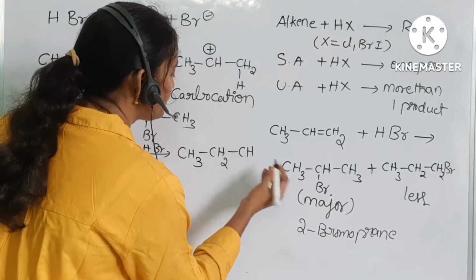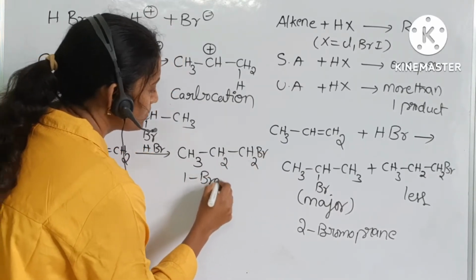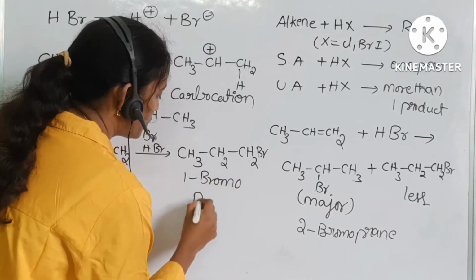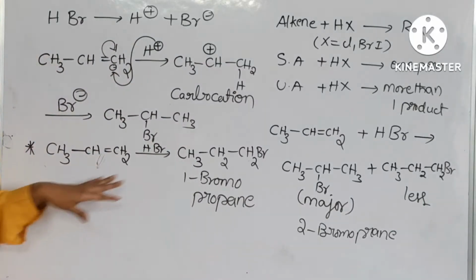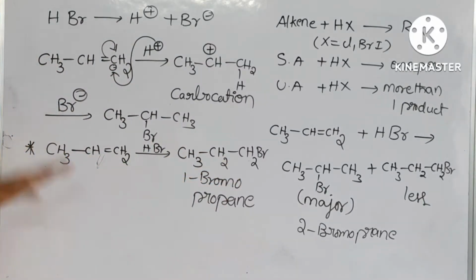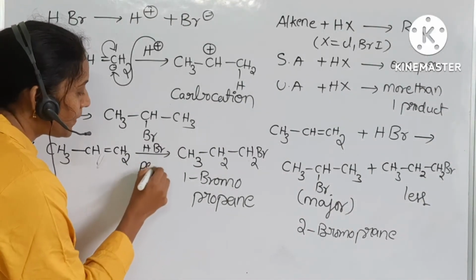See, this is 1-bromopropane. This is reverse to Markovnikov's rule. Here, this reaction is carried out in the presence of peroxide.